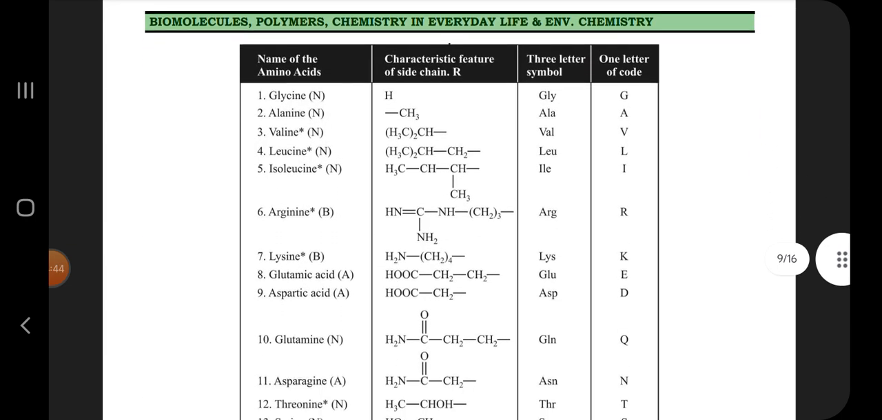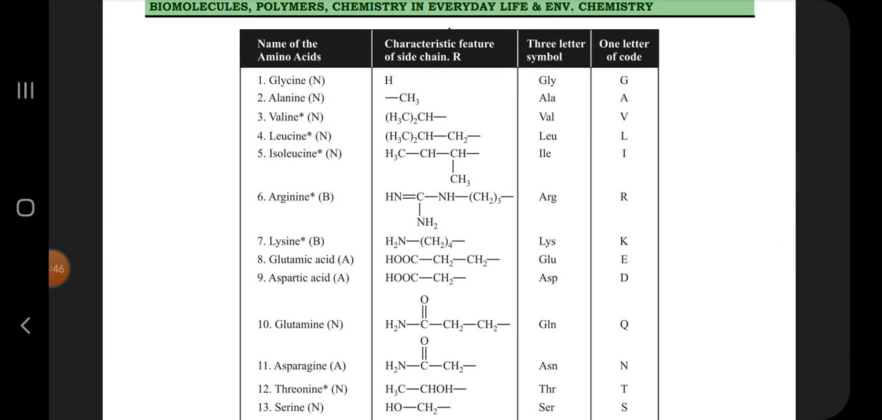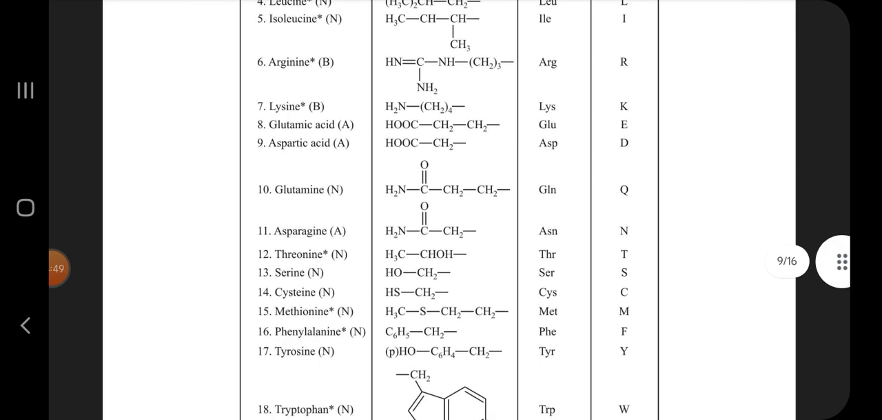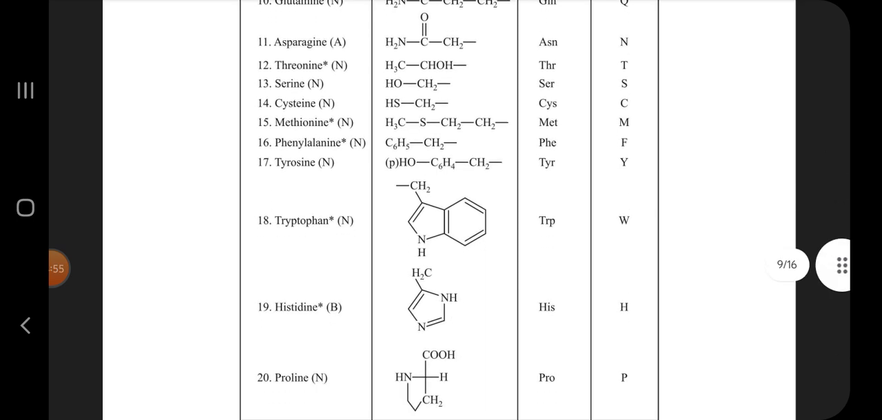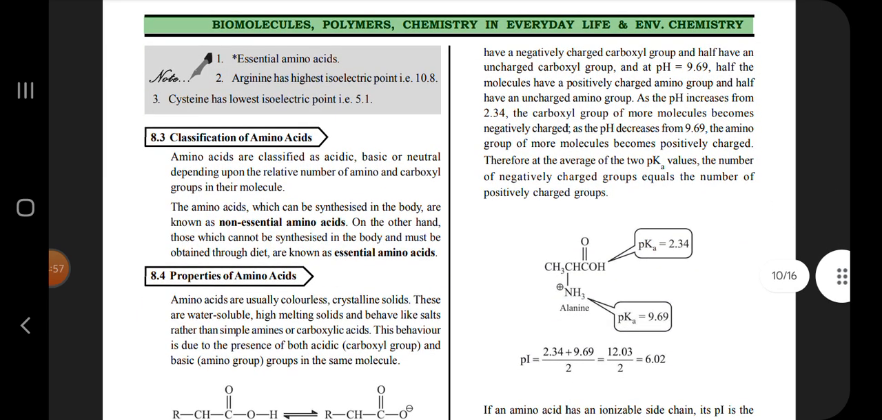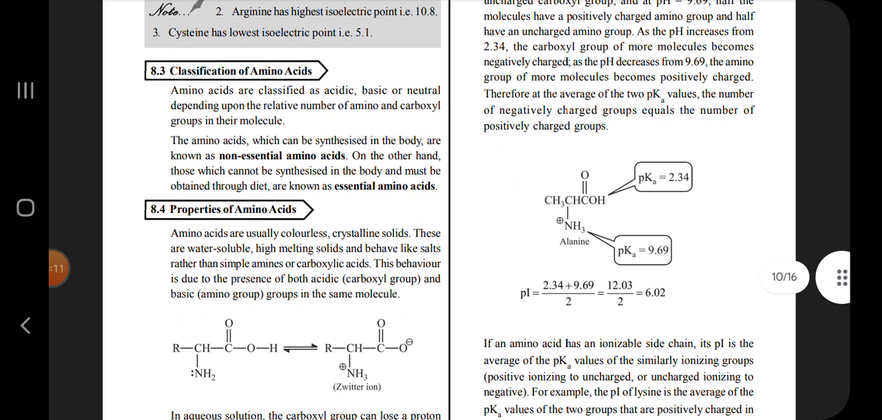Natural amino acids are glycine, alanine, valine, leucine, isoleucine, arginine, lysine, glutamic acid, aspartic acid, glutamine, asparagine, threonine, and many more. Arginine has the highest isoelectric point, that is 10.8, and cysteine has the lowest isoelectric point, that is 5.1. The amino acids which can be synthesized in the body are non-essential. On the other hand, those which cannot be synthesized in the body and must be obtained through diet are known as essential.